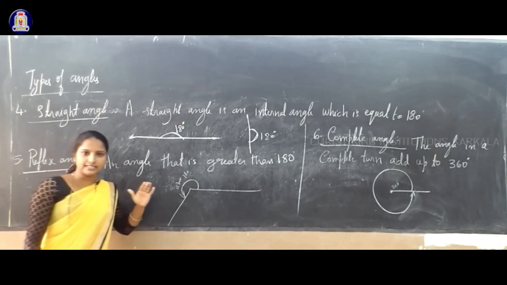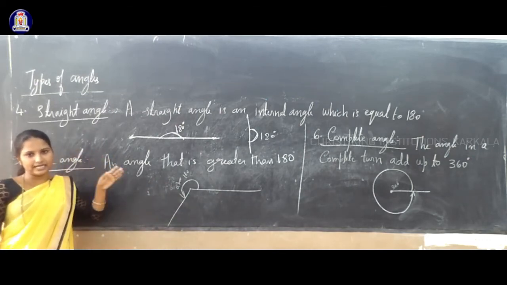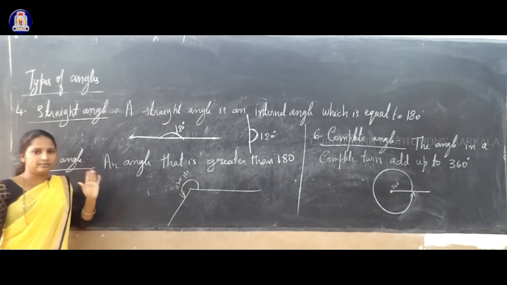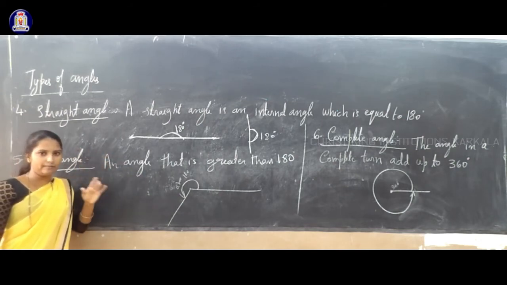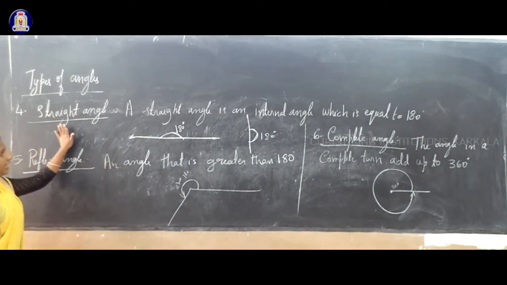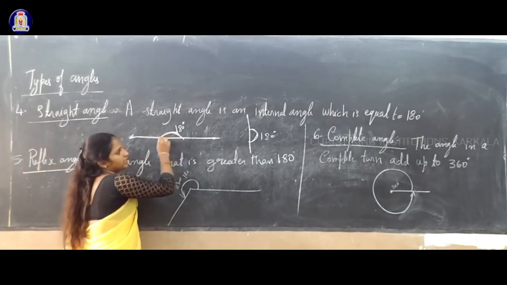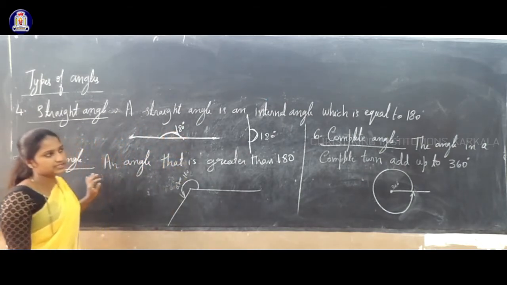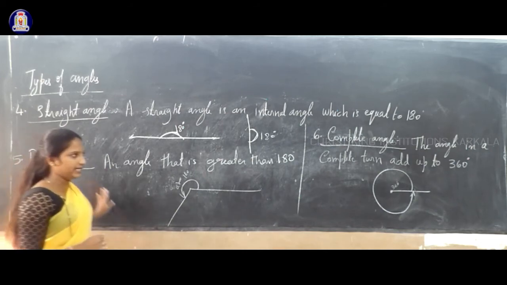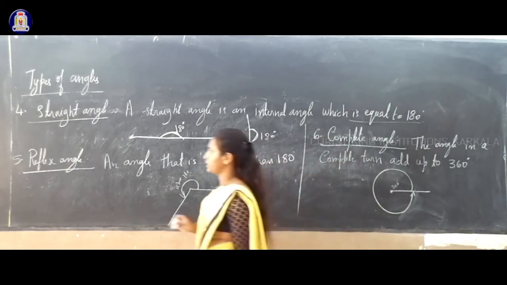Clear? A right angle is exactly 90 degrees, but an acute angle is less than 90. An obtuse angle is between 90 and 180, above 90 and below 180. But what is a straight angle? A straight angle is an internal angle which is equal to 180 degrees. This is a straight angle.